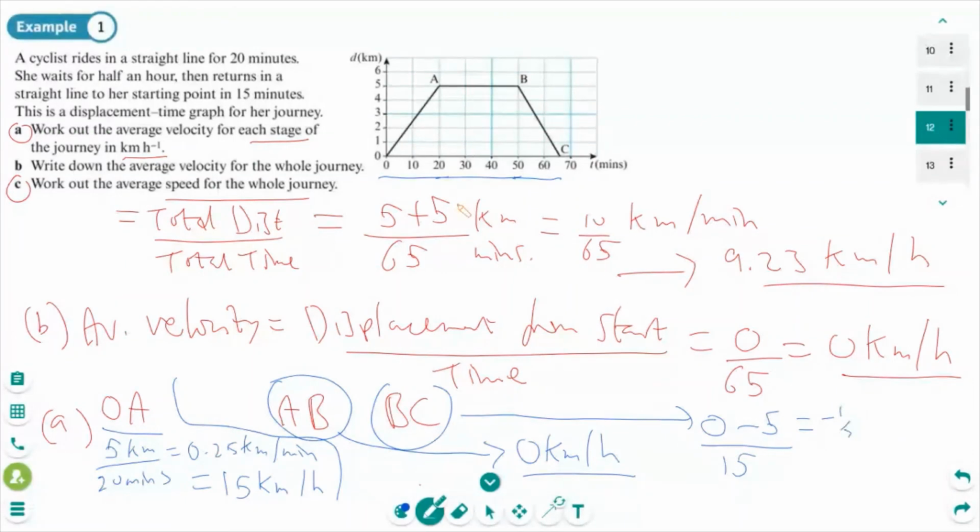Okay, so the minus is important because the person is changing direction. Remember, because it's average velocity, the sign makes a difference. To turn it into kilometers per hour, you times by 60. Times by 60, then that'll give you minus 20 kilometers per hour. That will be the average velocity for the third part of the journey. Okay, so if you're going forward, you get a positive velocity. If you're going backwards, you're going to get a negative velocity.